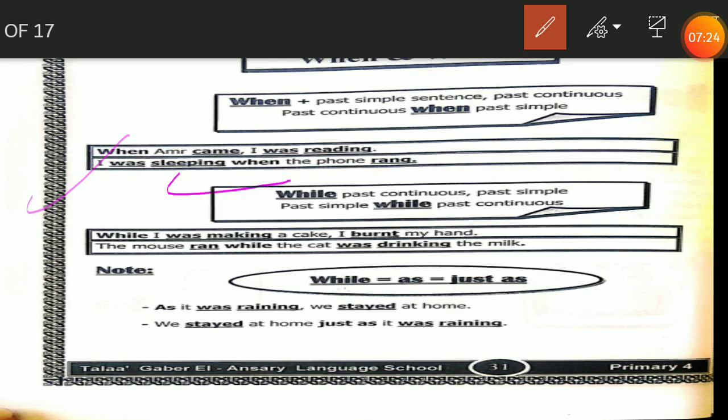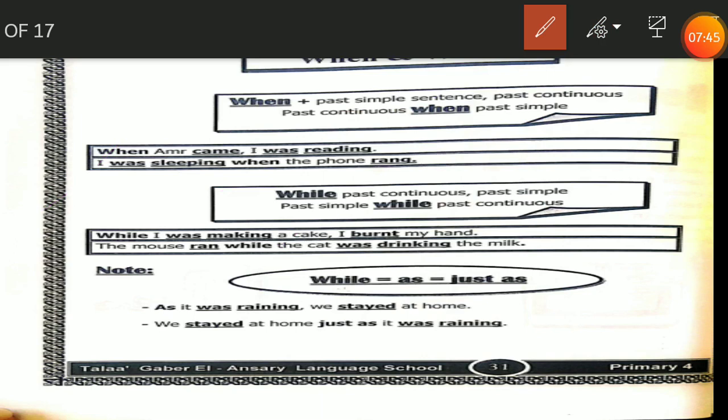But with while, after it, put past continuous. So after while, was or were plus verb-ing, then past simple. If while comes in the middle, after it continuous and before it simple.